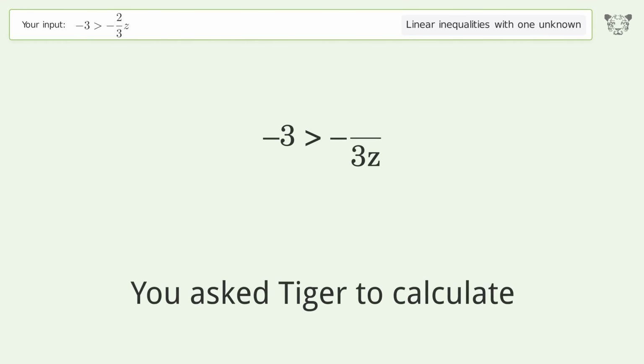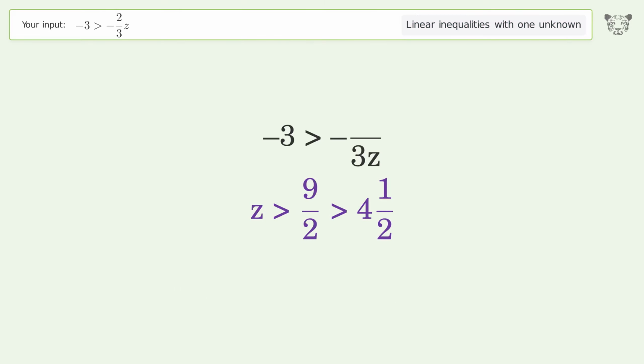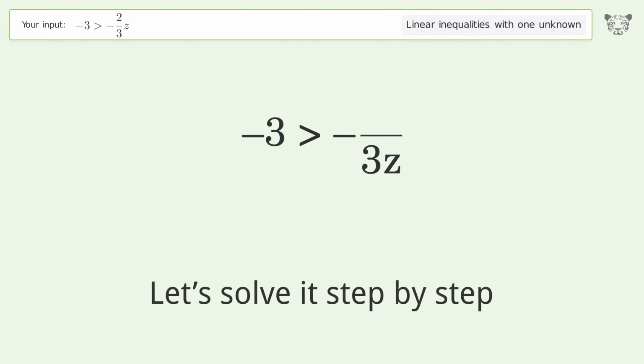You ask Tiger to calculate. This deals with linear inequalities with one unknown. The final result is z greater than 9 over 2 greater than 41 over 2. Let's solve it step by step.